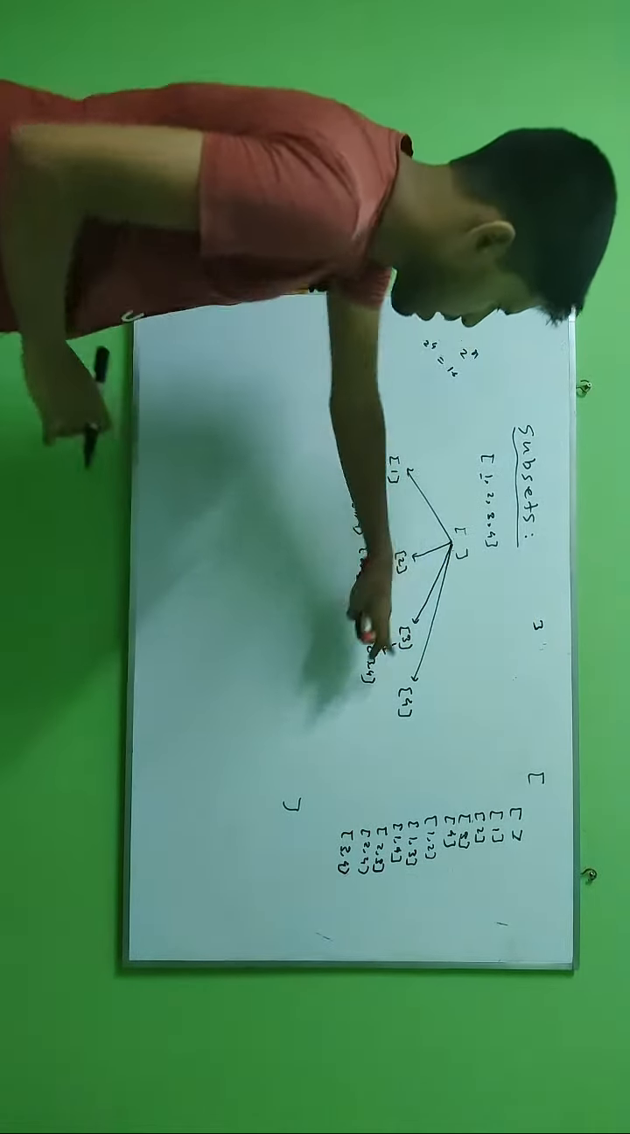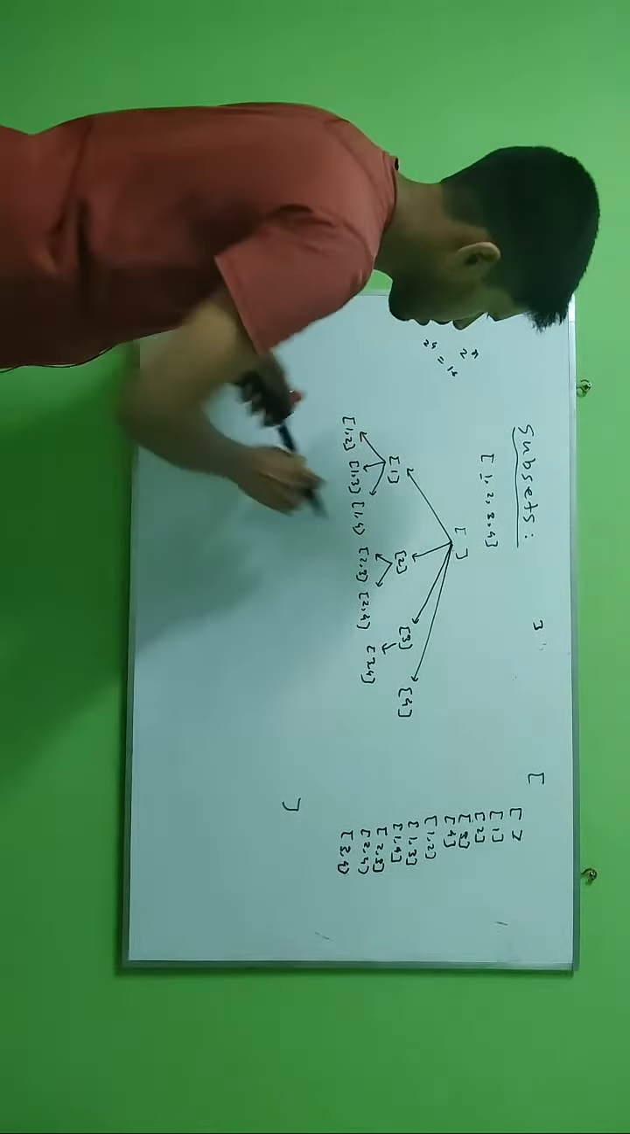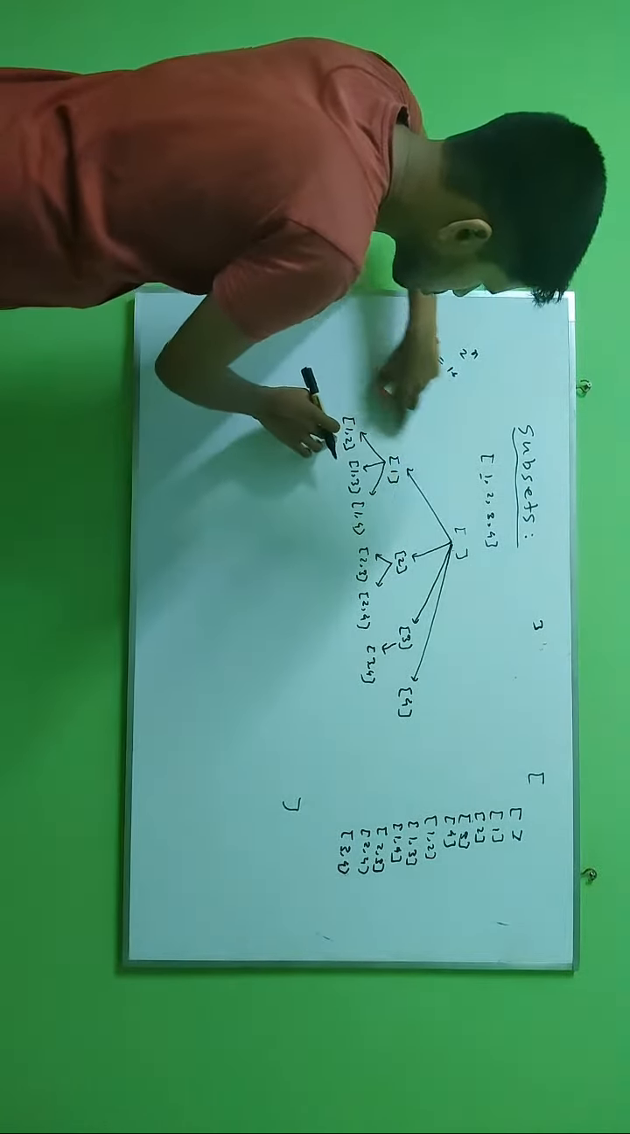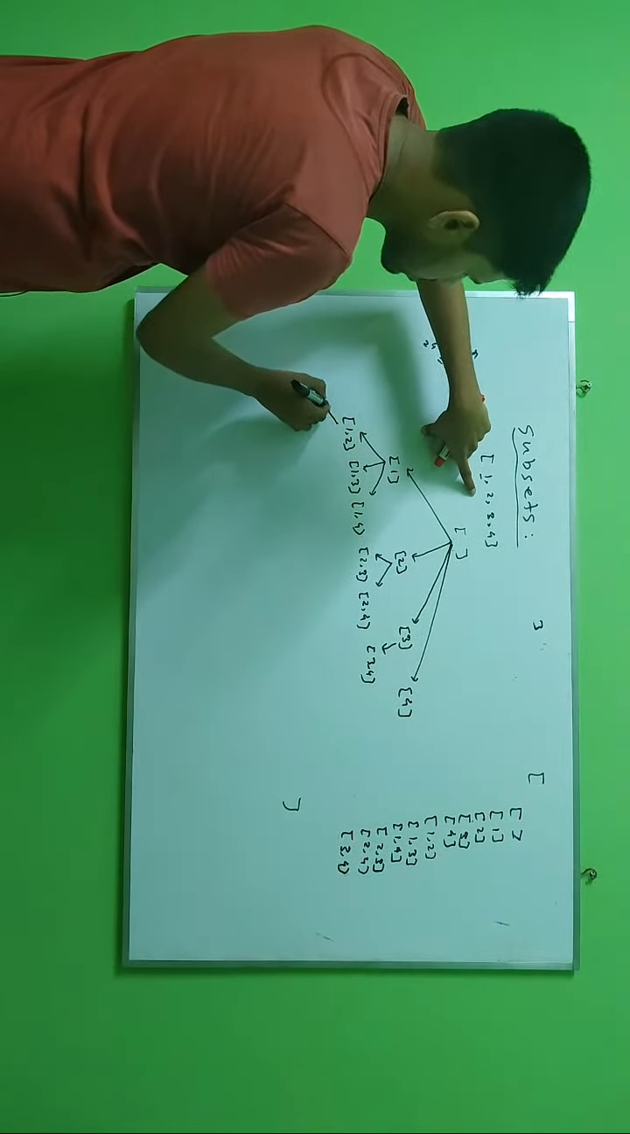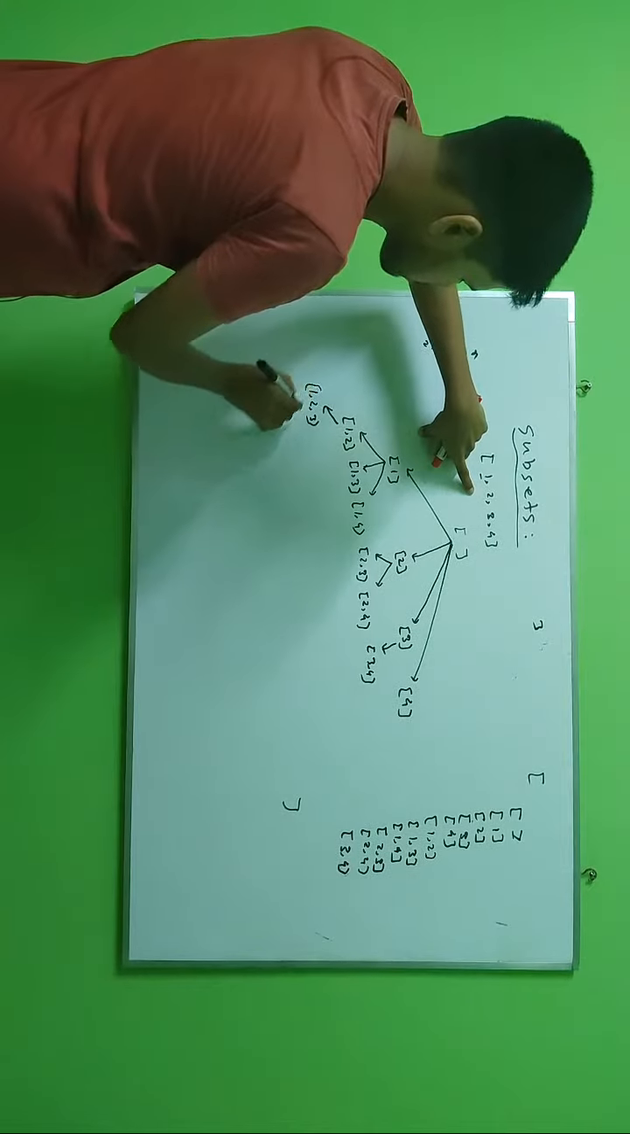For length 3, I'm not going to go through each step again and again. So here we choose 1, then 1, 2. Here we can choose 3, something like this, 1, 2, 3.